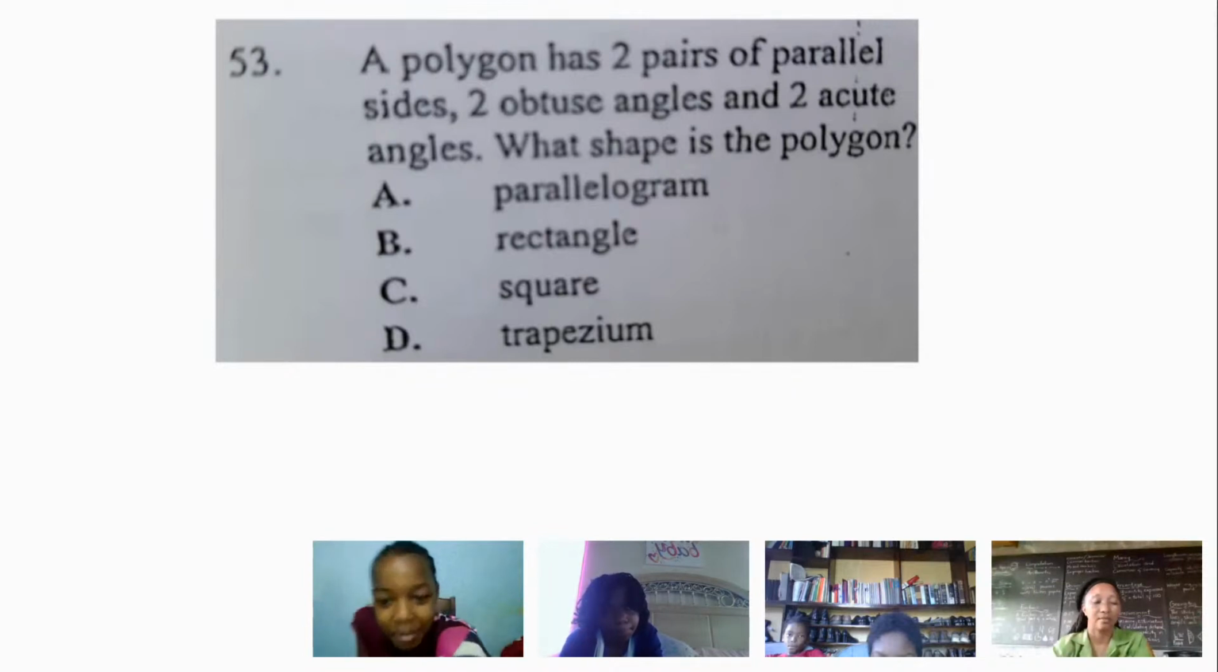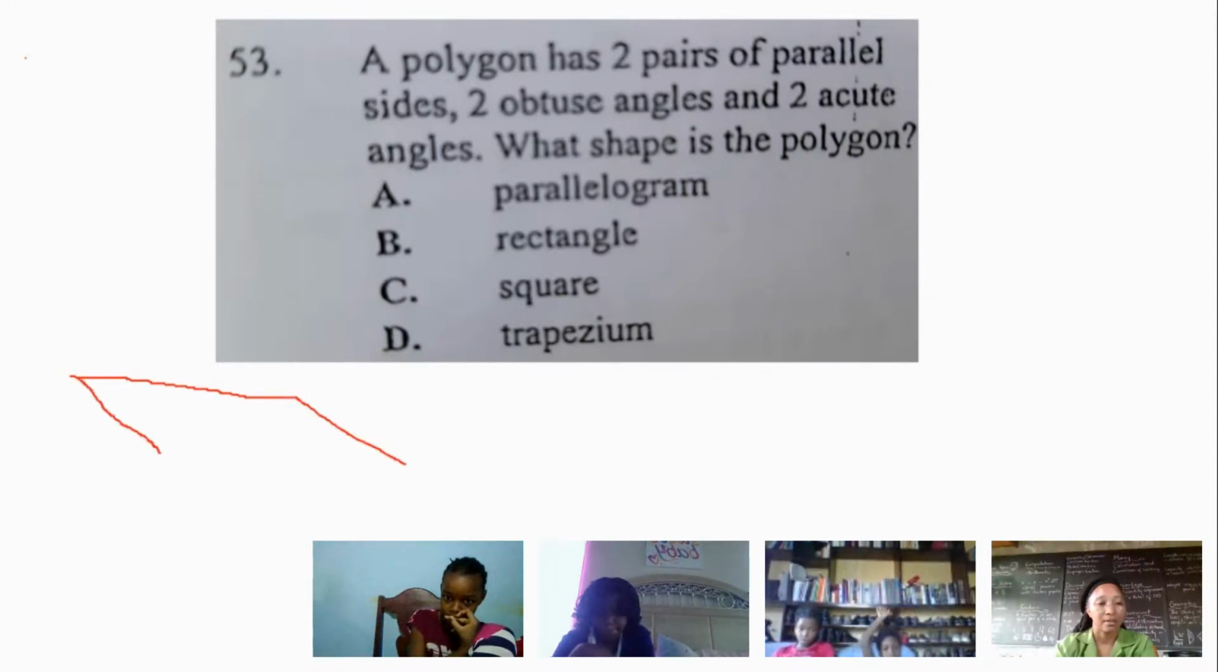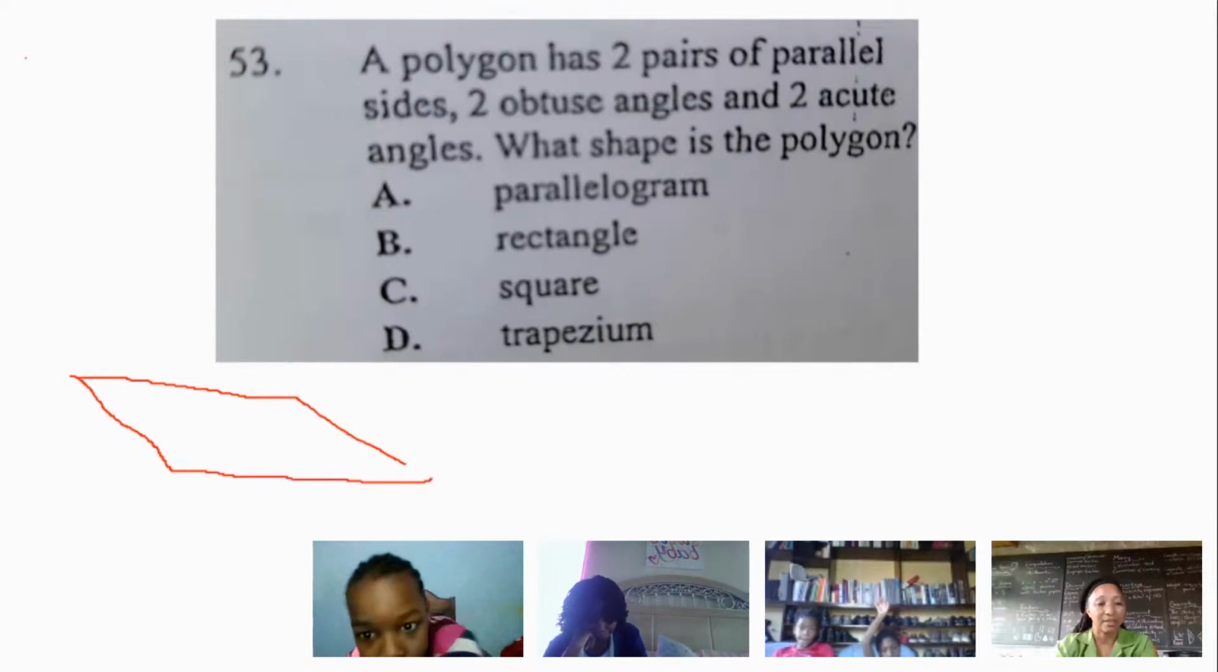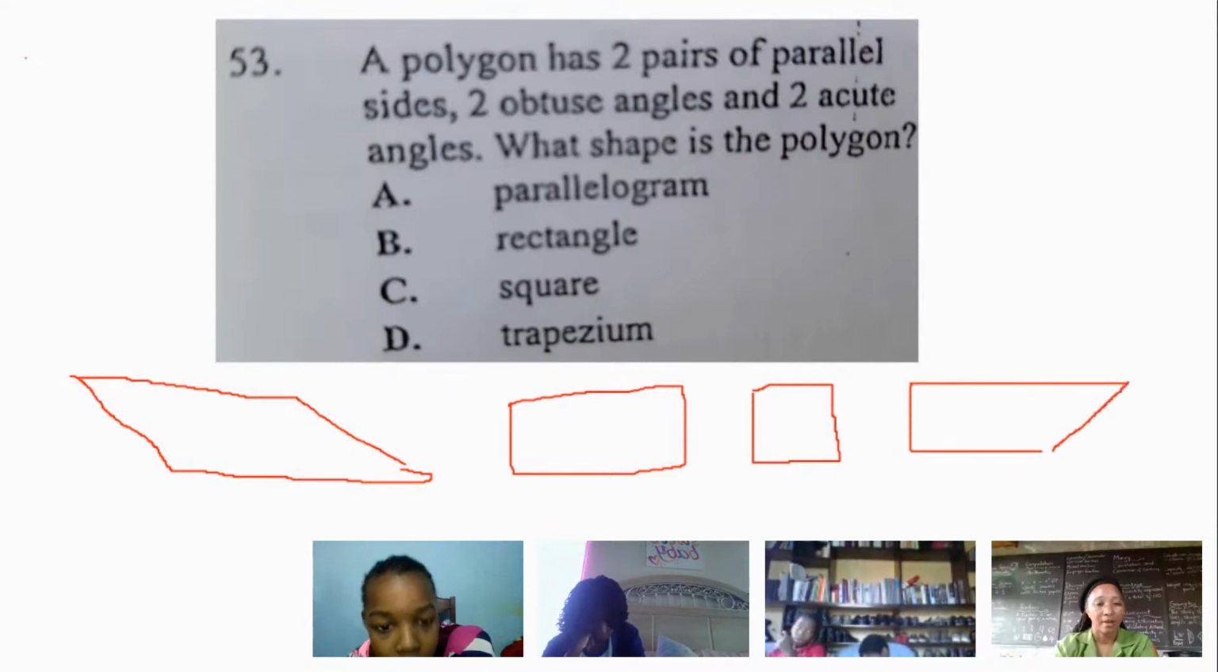Miss, I'm still thinking about it. So let's draw them. So this is the parallelogram. Something like that, right? And we know the rectangle and the square and the trapezium. So which one has two pairs of parallel sides?